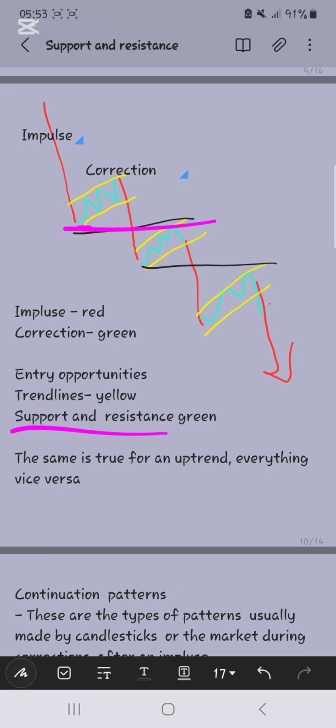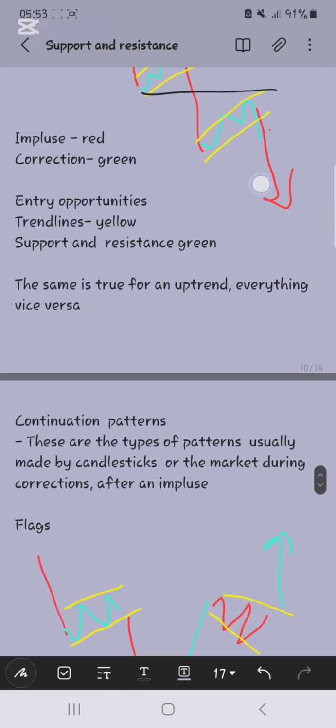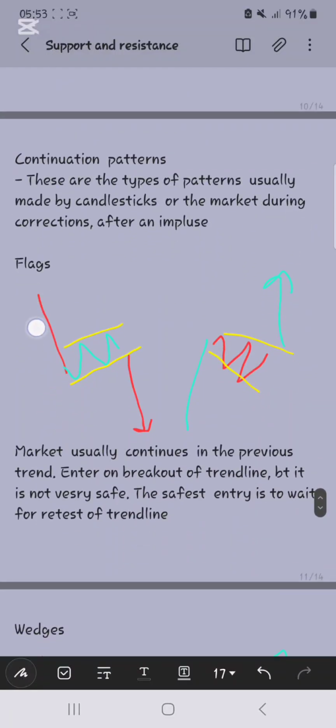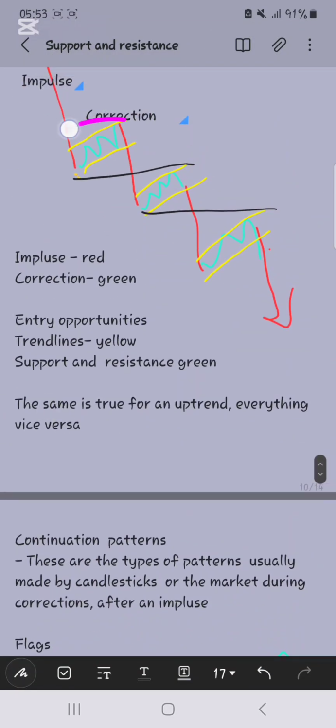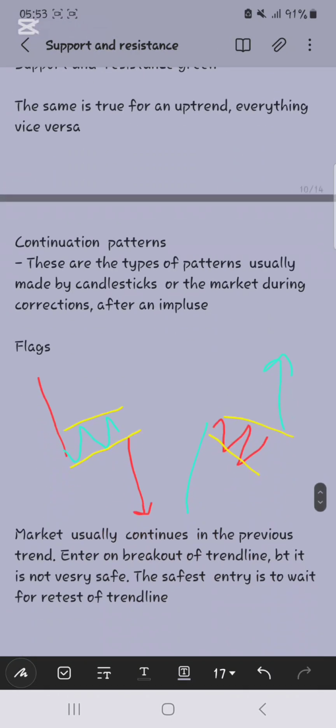So for your support and resistance, as you can see, the market can pull back in a corrective manner to this zone over here, to this zone flip, right? And you can get your entries, right? So that's how you have to look for your entries. So for the continuation patterns, these are the continuation patterns, these pullbacks, right?